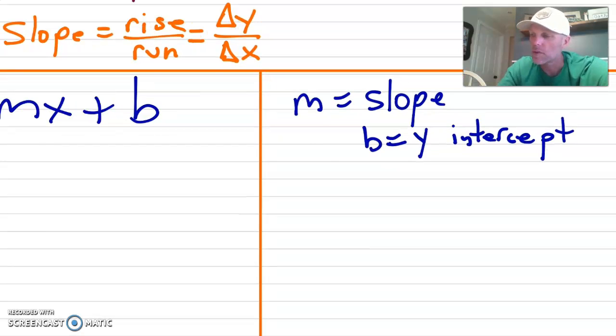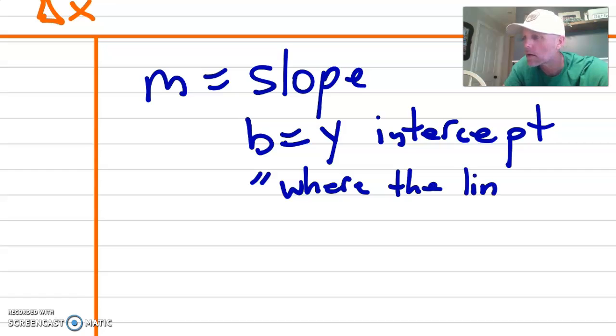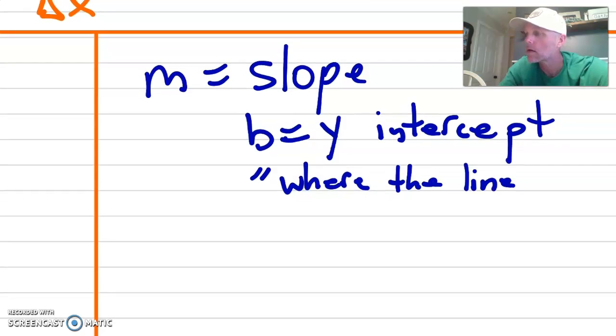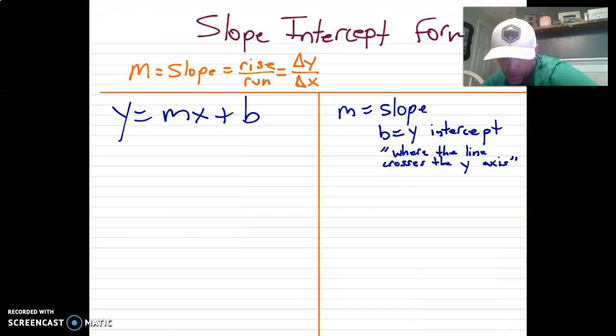Y-intercept, which just means where the line crosses the y-axis. Okay? Where the line crosses the y-axis.